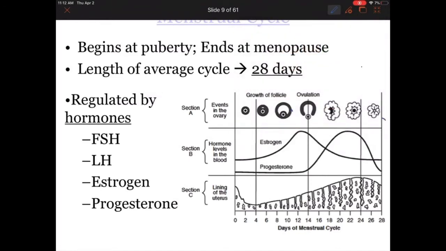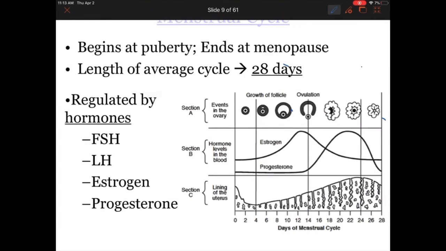All right. So the menstrual cycle begins for females at puberty and ends at menopause. Unlike males, who start producing viable sperm at the beginning of puberty and continue to do so for the remainder of their lifetime, females have a set period of time that they can reproduce, and that is from puberty to menopause. Menopause would be the end of your reproductive window, I guess you could call it.